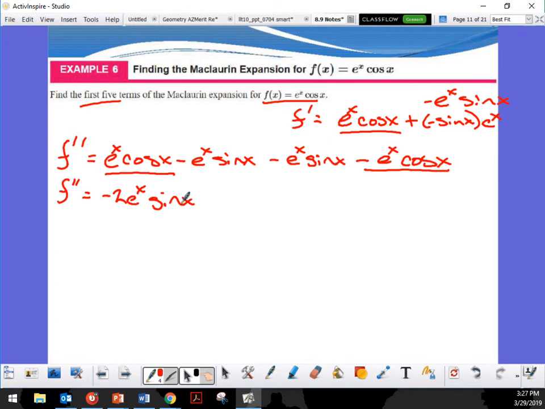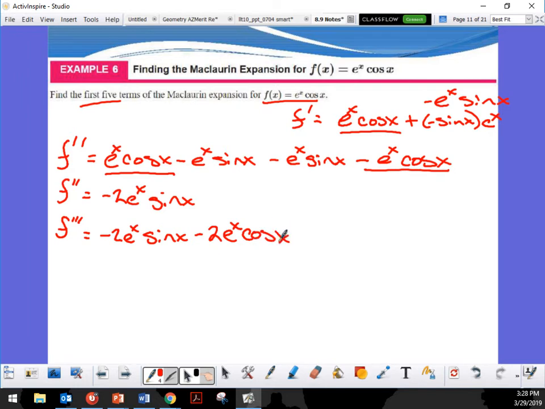So now let's do the third. It is going to give me the derivative of this, negative 2 e to the x sine x. Okay, so now it's going to be this, but derivative of sine, cosine. So it's going to be minus 2 e to the x cosine x.